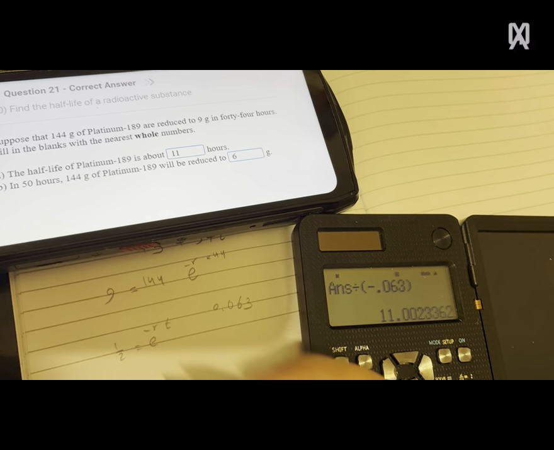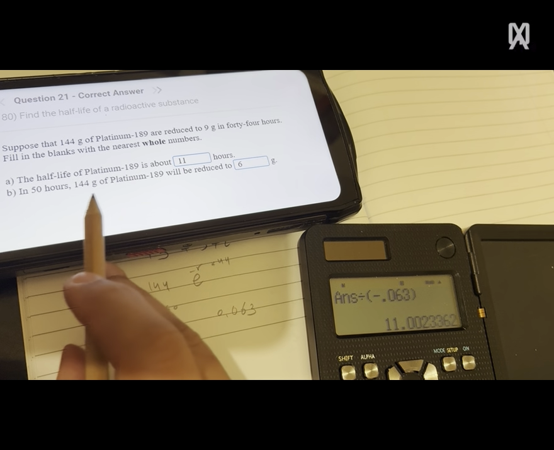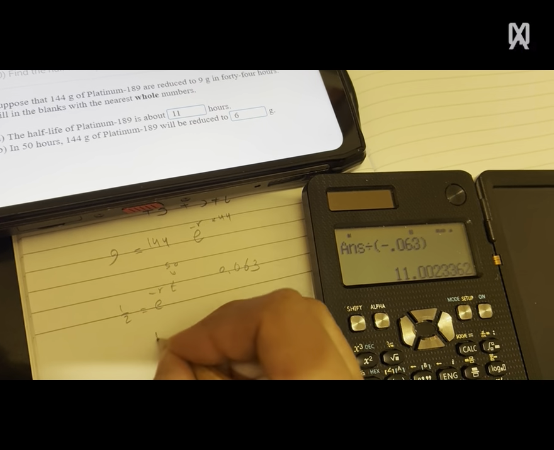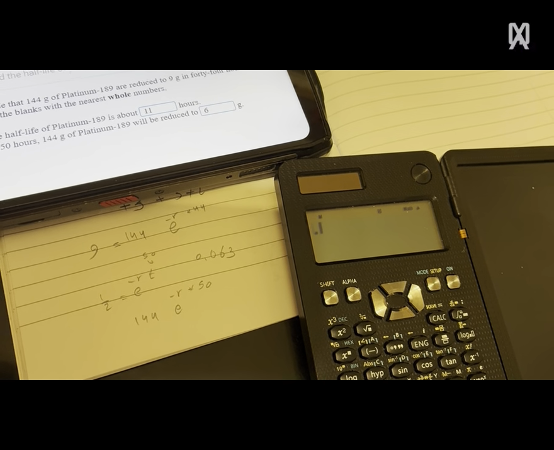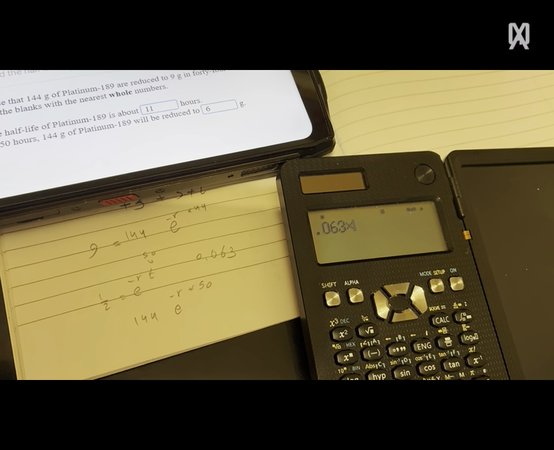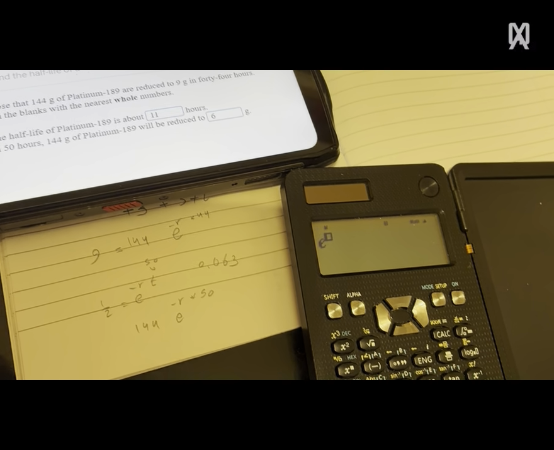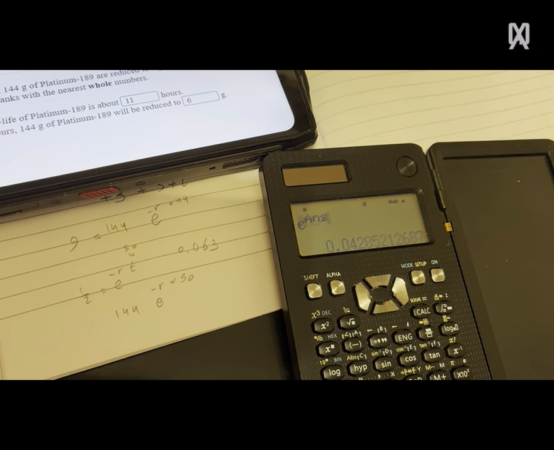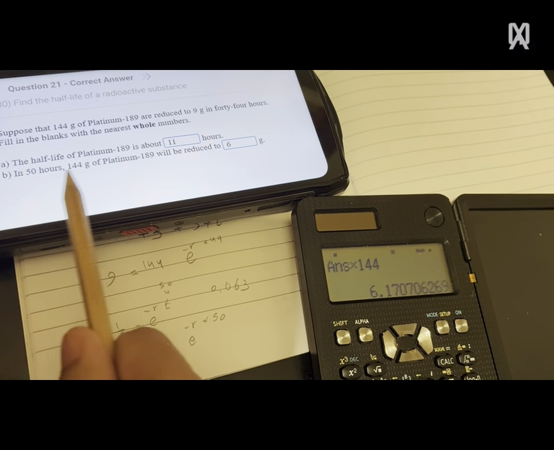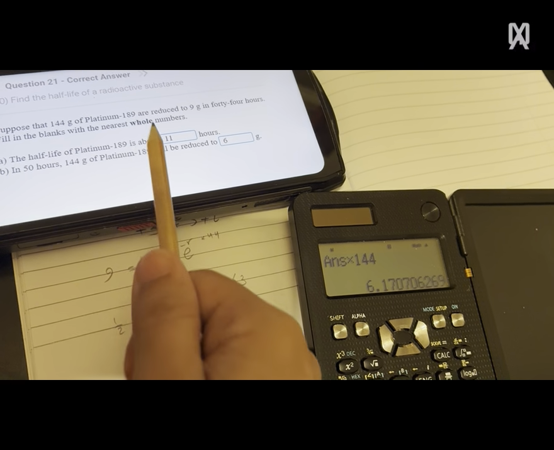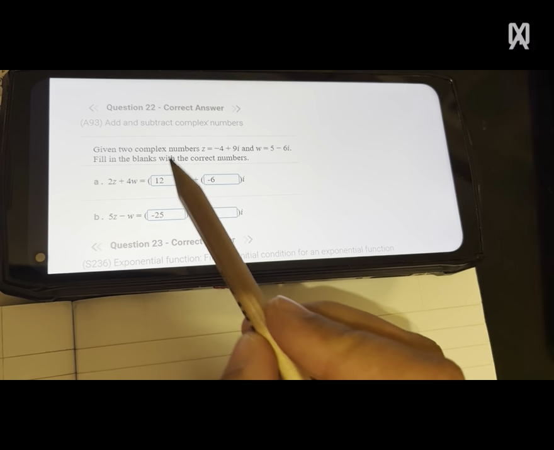Then he wants in 50 hours, so he gives you here the time, so t is 50. 144 grams, how much will it be? So Q initial is 144, e to the power of minus r times 50. So I have r 0.063 times 50, e to the power of this, times 144. It will be 6.17 grams. He didn't say to the nearest whole number, so it will not be rounded, so it is only 6 grams.